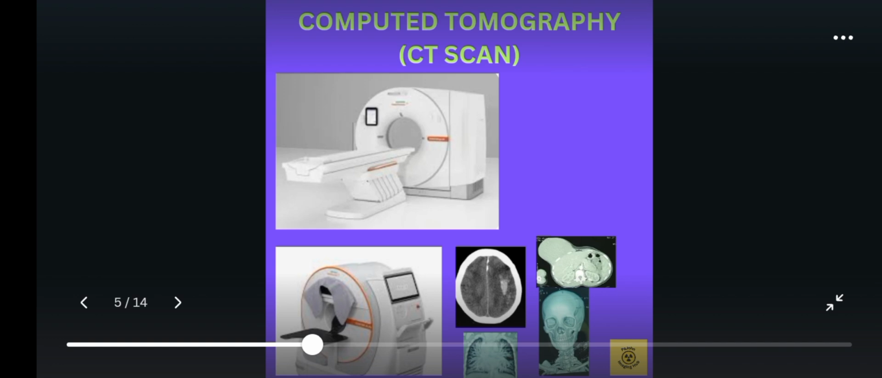Then it has some disadvantages. It gives more radiation to the patient. It is a heavy dose machine. It gives a lot of radiation to the patient.